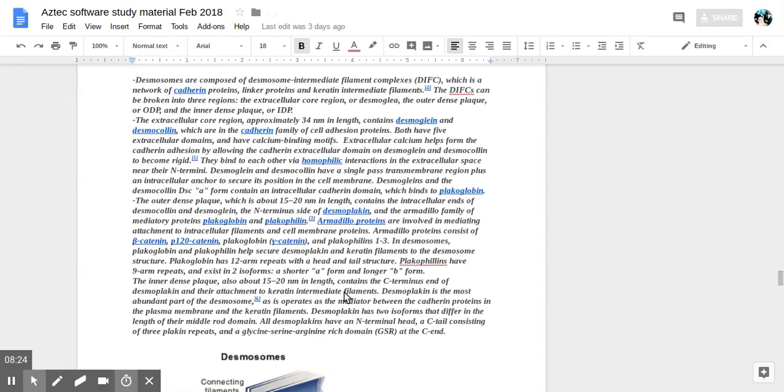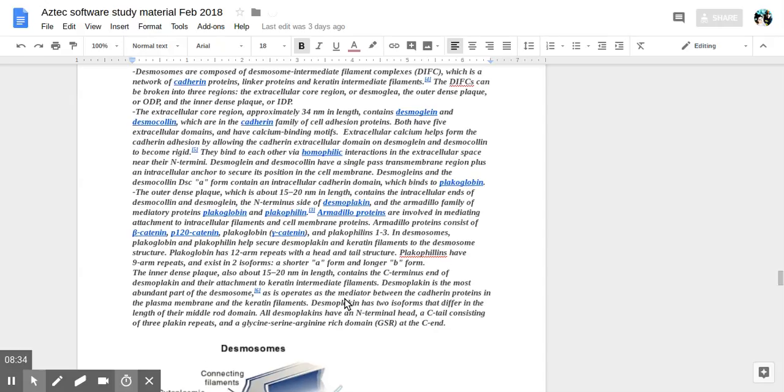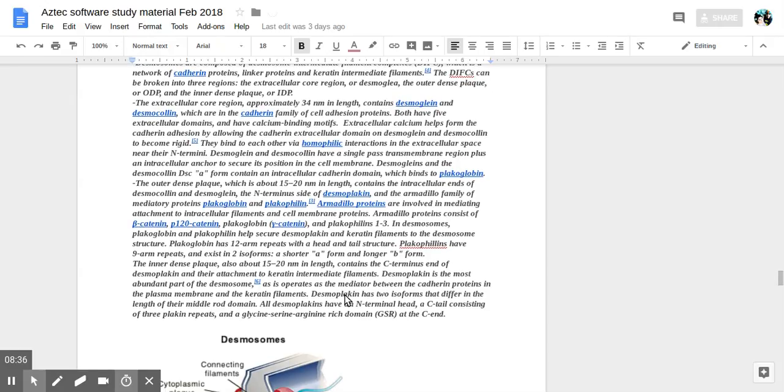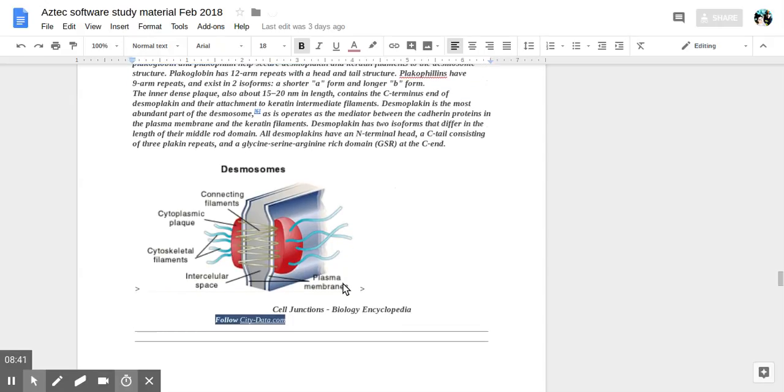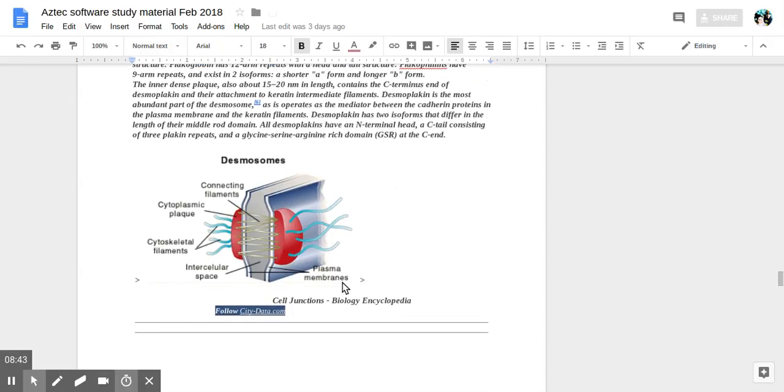The inner dense plaque, about 15 to 20 nanometers, contains the C-terminus end of desmoplakin and attachment to keratin intermediate filaments. Desmoplakin is the most abundant part of the desmosome. It operates as the mediator between cadherin protein in the plasma membrane and keratin filaments. They have 2 isoforms differing in length of the middle rod domain. They all have an N-terminal head, C-terminal tails, 3 plakin repeats, and a glycine serine arginine rich domain, GSR, at the C end.